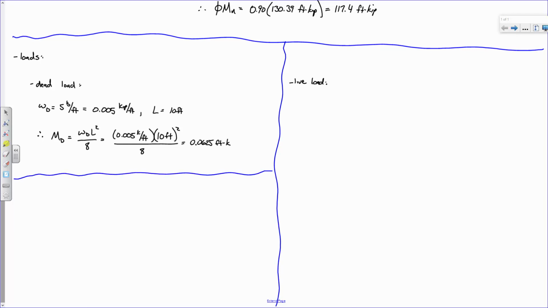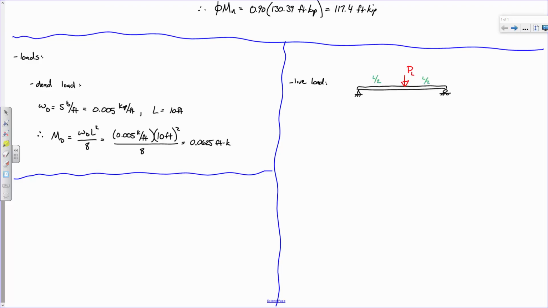Now the live load, I have a beam that has a concentrated load at midspan, right? So, do y'all remember the formula for the maximum moment? It's okay if you don't. It's PL over 4, that's exactly correct. But if you don't remember, that's fine because you can very easily derive it.